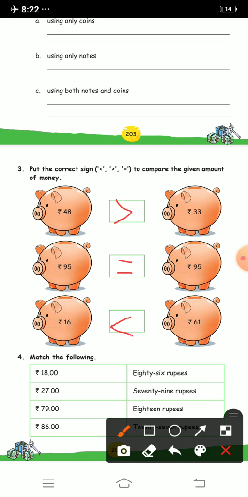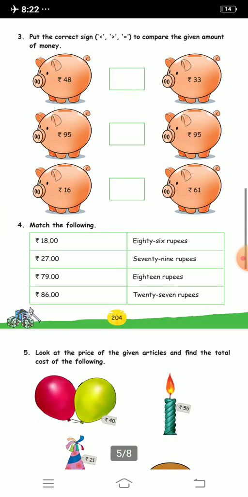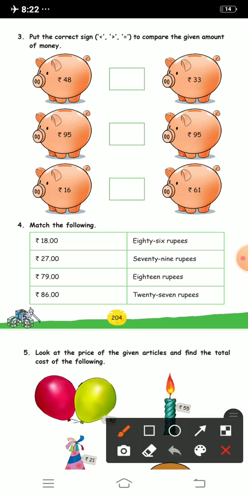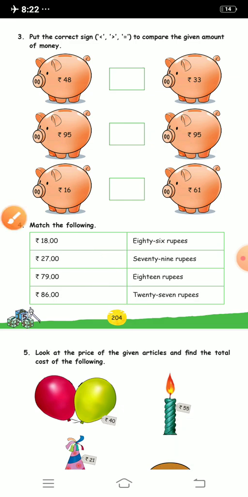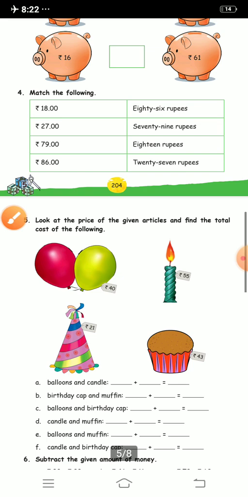Okay. Question 4 is match the following. Rupees 18. So you will match rupees 18 with 18 rupees. Then it is rupees 27. You will match it with the figure 27 rupees. Then rupees 79, 79 rupees. Then it is 86, so 86 rupees. Okay. Now you have to look at the picture. So now you have to look at the price of the given articles and find the total cost of the following.